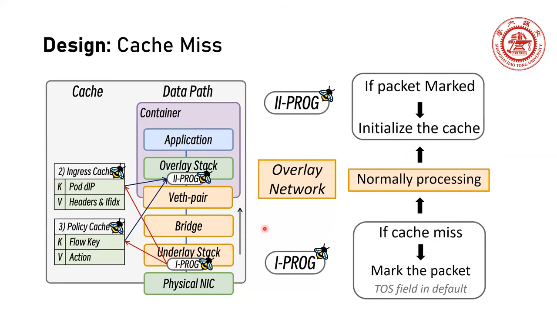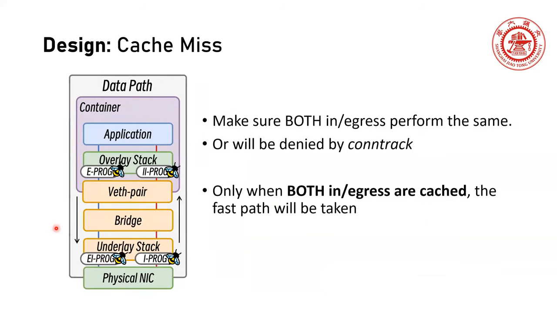And the ingress path performs just the same. The ingress program marks the packet on a cache miss, and the ingress init program initializes the ingress cache and the policy cache. And to properly cooperate with the connection track module in cache miss handling, we should make sure that the egress and ingress paths behave the same for the same flow. That is, either both go through XMask or both go through the overlay network. So the solution is that XMask only processes the packets when both ingress and egress are cached.